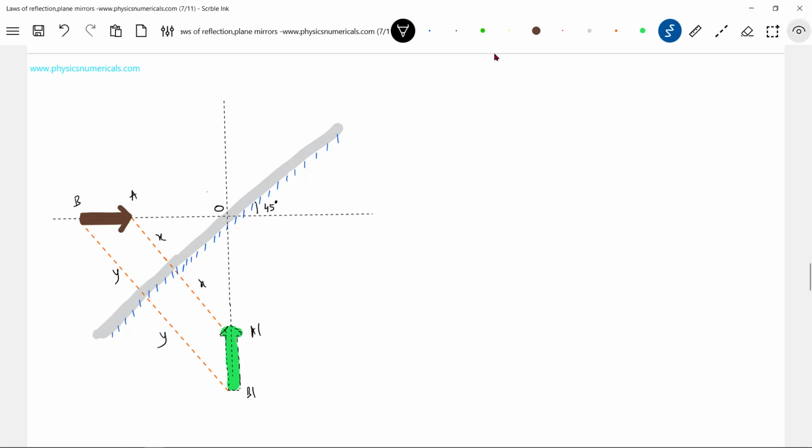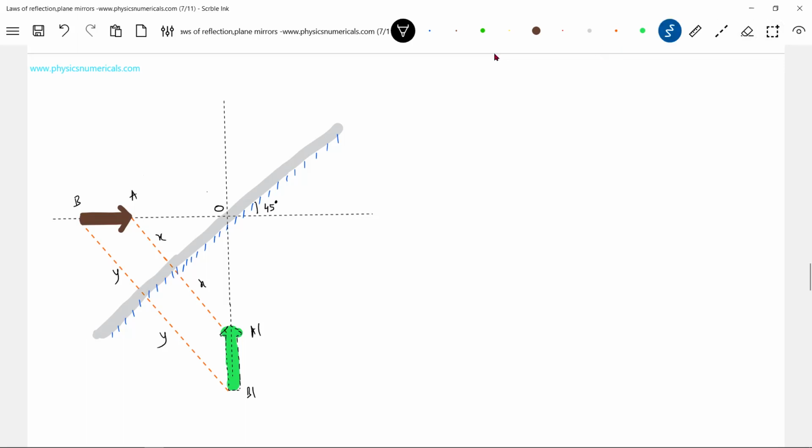Sir, what is the reason why the image will be oriented along the y-axis? From these two triangles, if this is 45, this will be 45, and they become similar triangles. This side will be common for both the triangles. If the distance is OA, then OA dash should be equal to OA. Of course, in the diagram it will not appear so, but practically it will be equal.